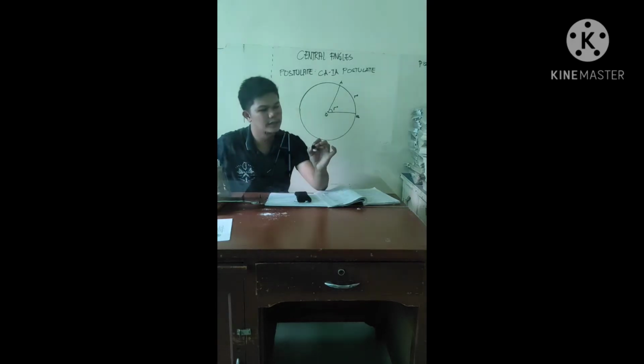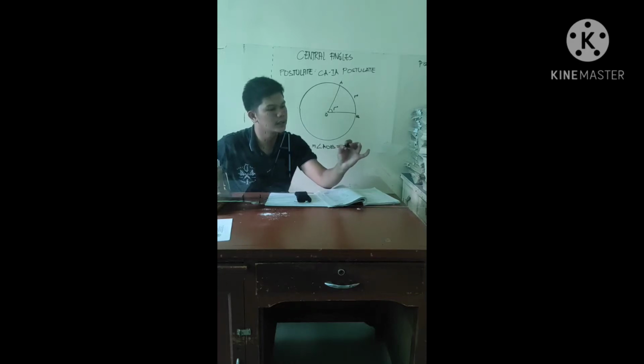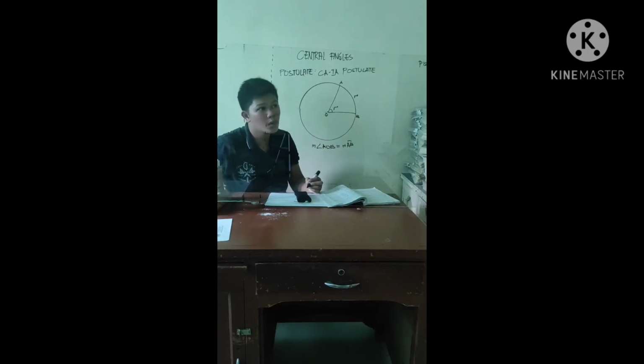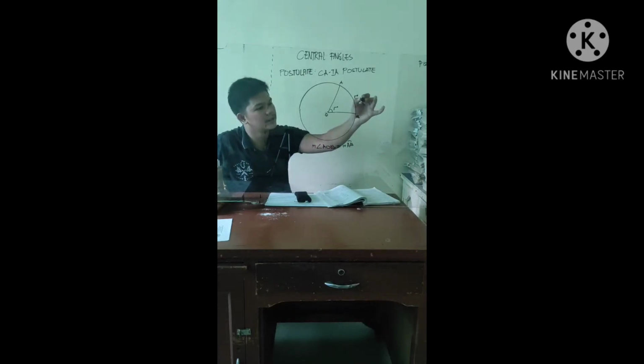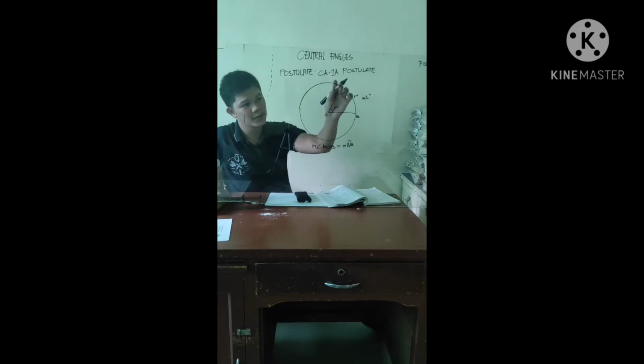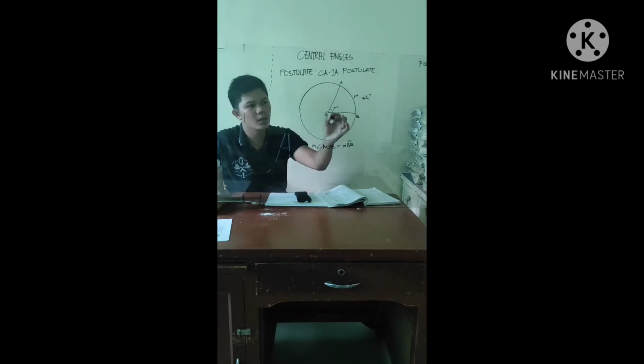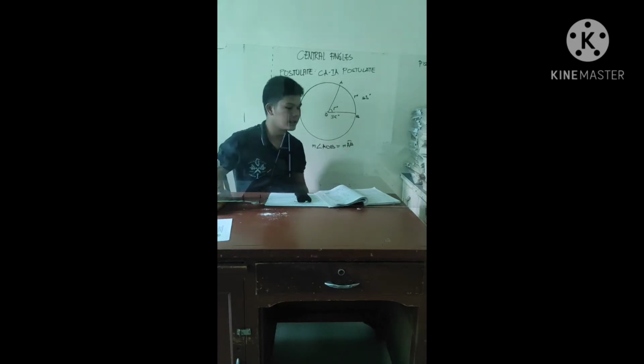So, meaning, kung anong measurement ni angle AOB, yan din yung measurement ni arc AB o yung kanyang intercepted arc. Okay, so that is measure of angle AOB is equal to measure of arc AB. So, kung si arc AB is equal to 35 degrees, meaning, ang measurement ni angle AOB is also 35 degrees. Okay, kasi nga, magkapareho sila.